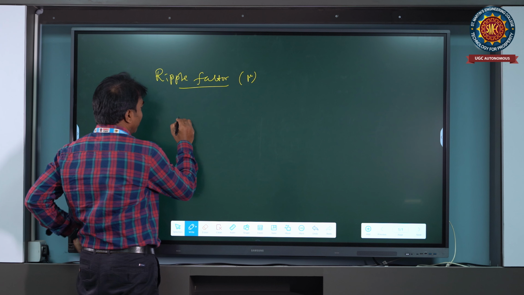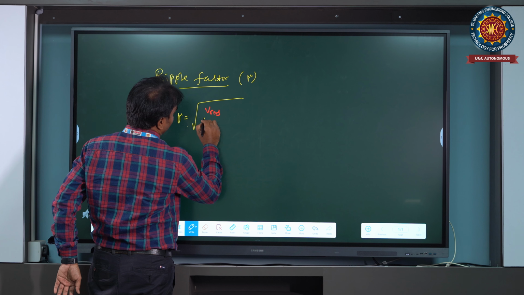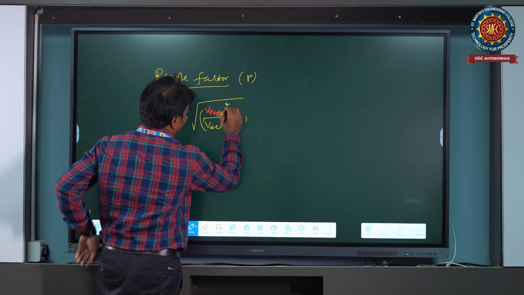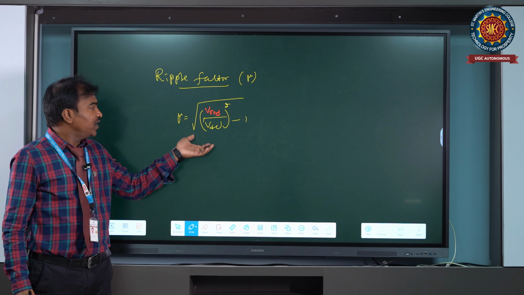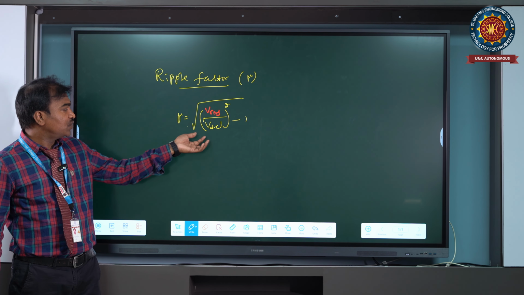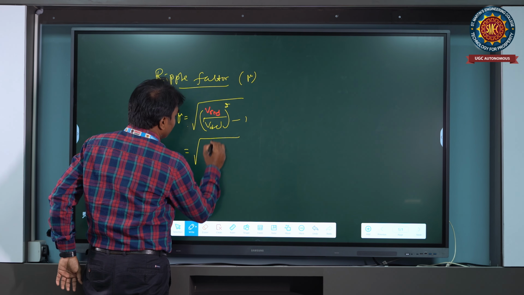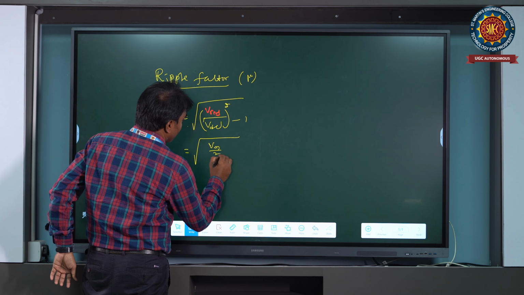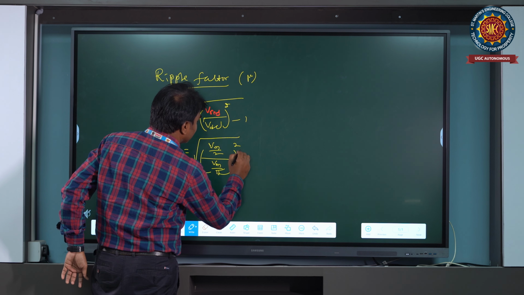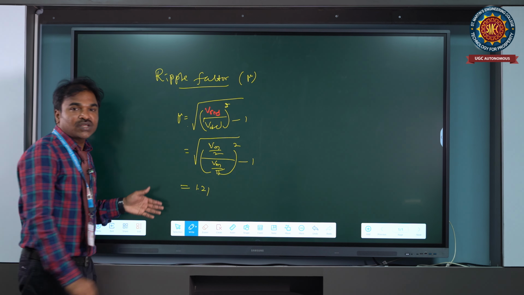What is the formula for the ripple factor? Ripple factor equals the square root of (VRMS by VDC) whole square minus 1. VRMS equals Vm by 2 and VDC equals Vm by pi. Substituting these values and simplifying, the ripple factor value is 1.21.